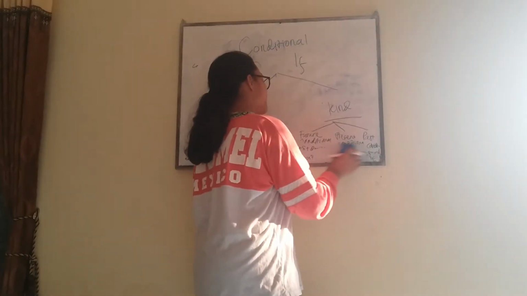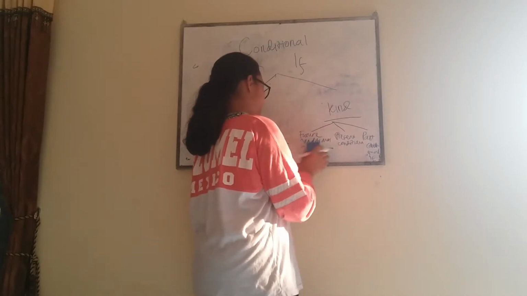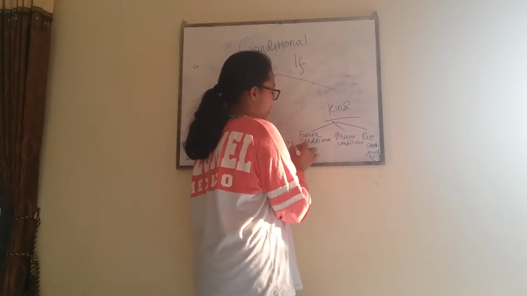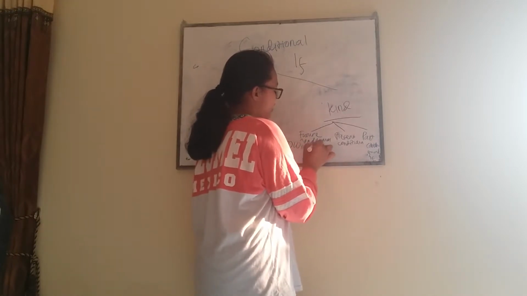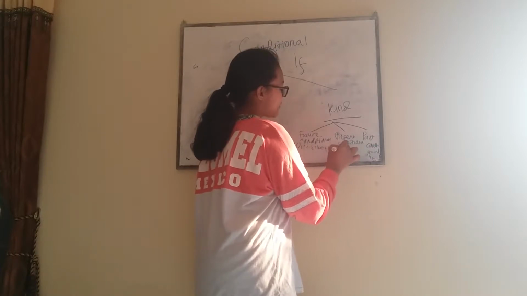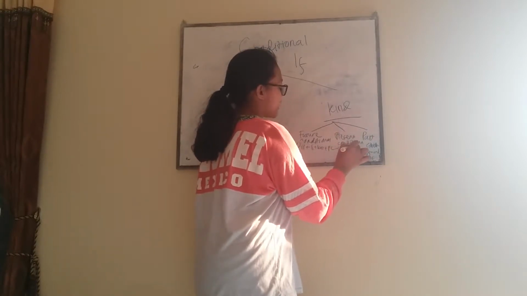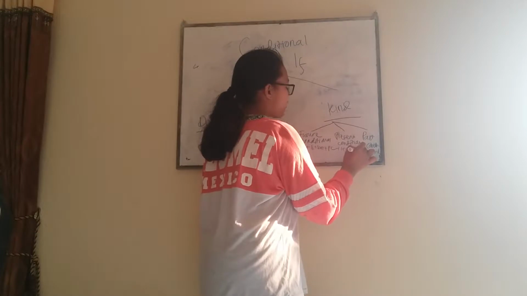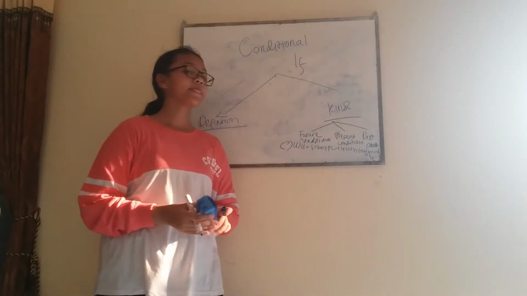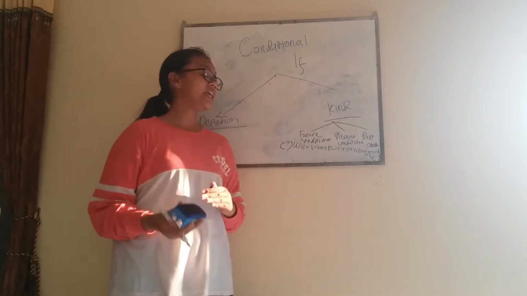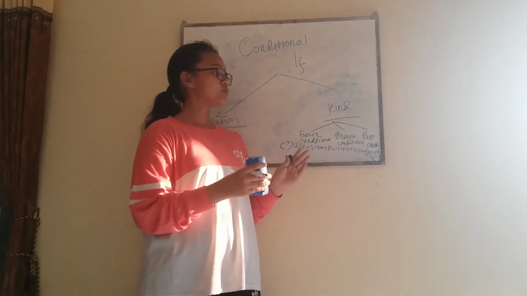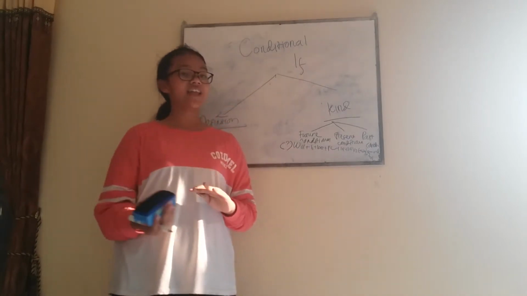And in interrogative, the pattern is will plus subject plus be plus predicate complement plus if plus subject plus verb 1 or plus s or es. For the example, will John be happy if John goes to Jakarta next time?